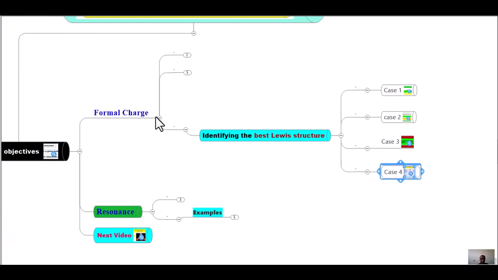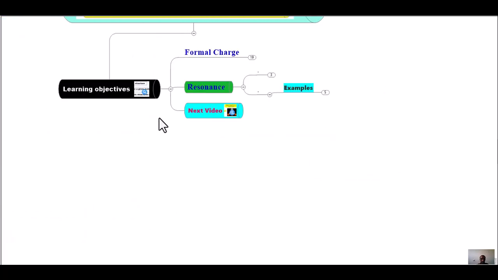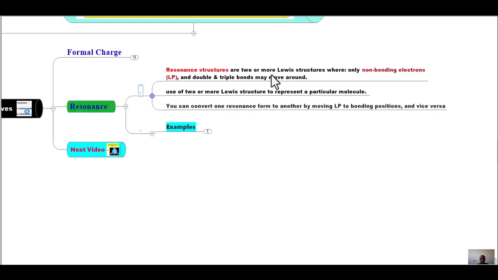Another is the resonance. What is resonance? Resonance is two or more Lewis structures where only non-bonding electrons, that is lone pairs of electrons, and double and triple bonds may move around the central atom, and it uses two or more Lewis structures to represent a particular molecule. You can convert one resonance form to another by moving the lone pair to the bonding position and vice versa. Let us see this with examples.